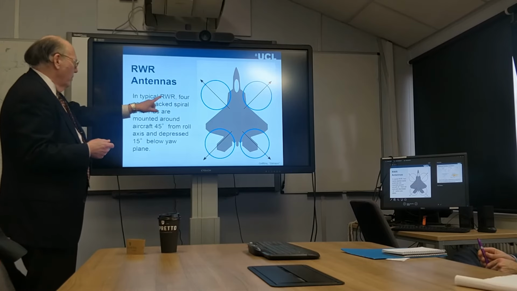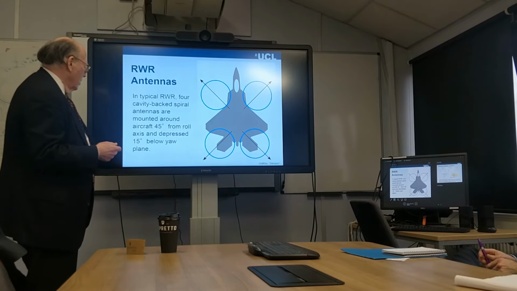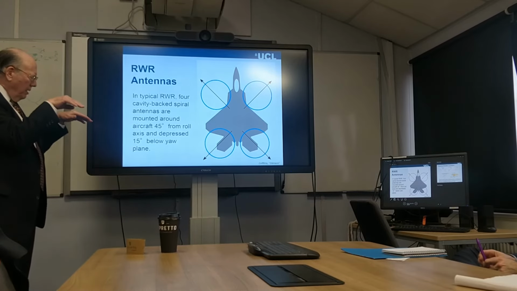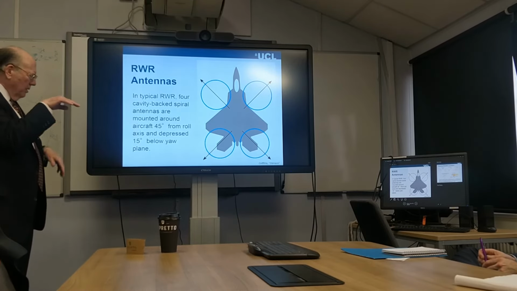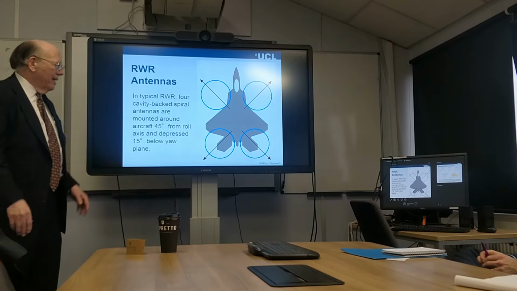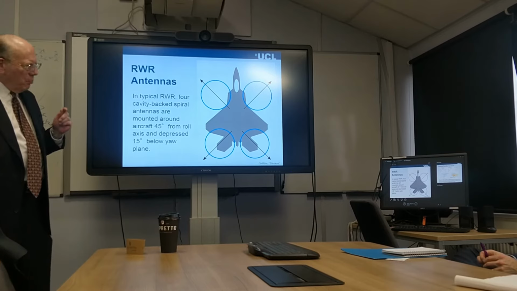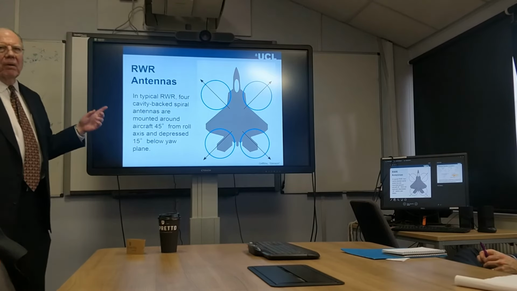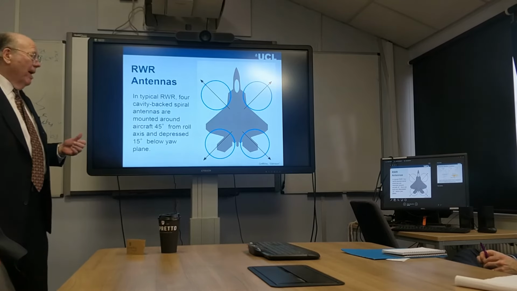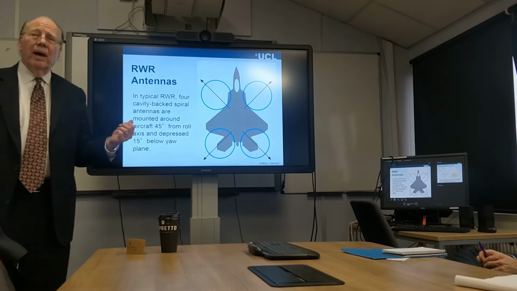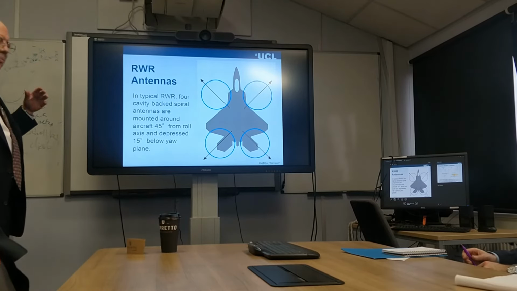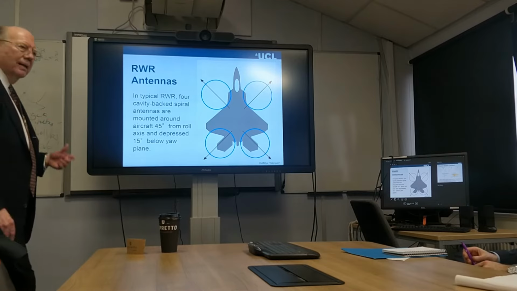The antenna is mounted at 45 degrees, and they're also typically bore sighted about 15 degrees below horizontal, because the primary threats that you're worried about are ground-based threats. The airborne interceptors are a threat too, and if they get close, they're a big threat. But if you have it pointed down 15 degrees, you'll still pick up that airborne intercept signal if he locks on.